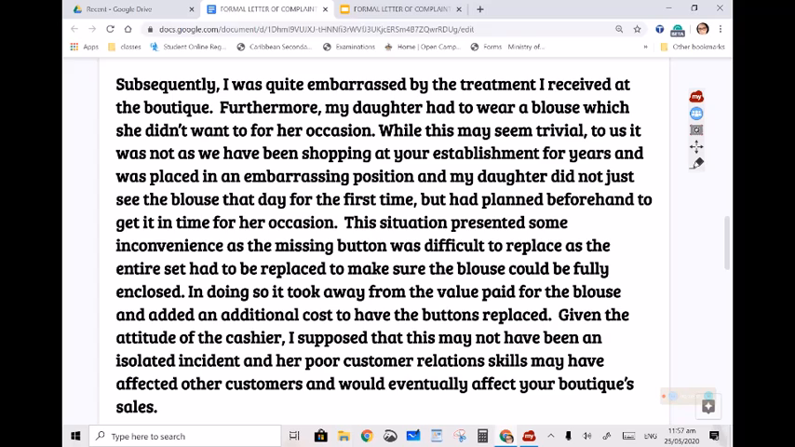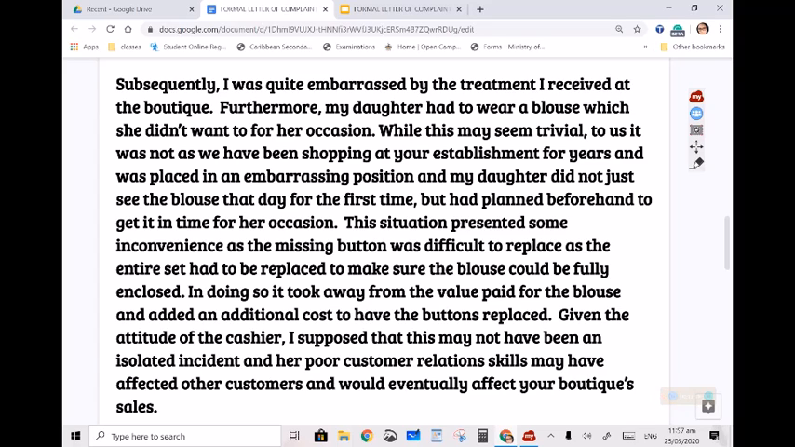This situation presented some inconvenience as the missing button was difficult to replace, as the entire set had to be replaced to make sure the blouse could be fully enclosed. In doing so, it took away from the value paid for the blouse and added an additional cost to have the button replaced. Given the attitude of the cashier, I suppose that this may not have been an isolated incident, and her poor customer relation skills may have affected other customers, and would eventually affect your boutique sales.